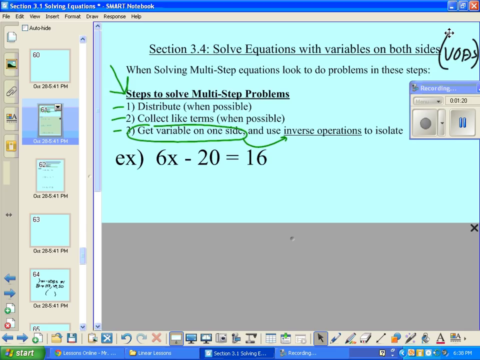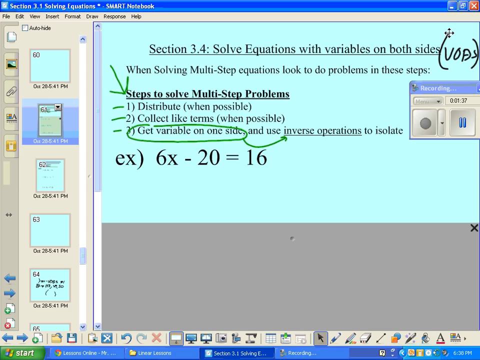Usually when we get to step 3, we're at a 2-step problem, so I can just use inverse operations. But I put that other part in step 3 also to say, okay, after we distribute and collect like terms, there is sometimes something else we have to check for. And in this particular section, that's where that arises.